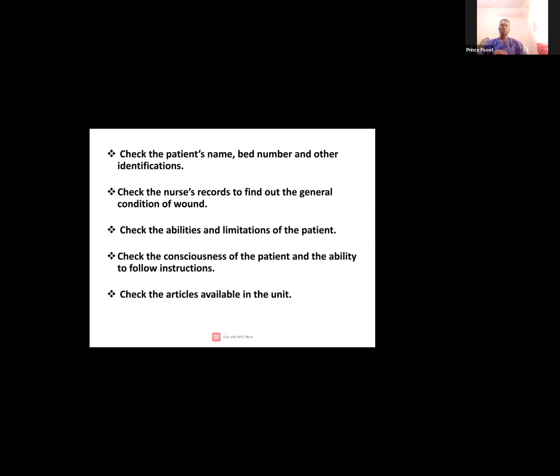So we know the progress of the wound. How progressive is the injury? What has been done, and how has what has been done been beneficial to that patient? Then you check the abilities and limitations of the patient as well. If the patient has an injury on the hand, can he lift the hand? Can he turn the hand? What impact has this injury made on him or her? You check the consciousness of the patient and the ability to follow instructions. Then you check the articles available in the units before you start your dressing.